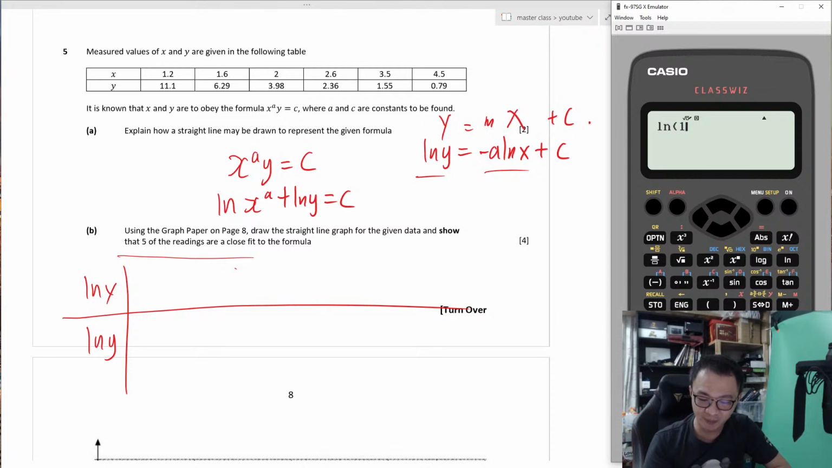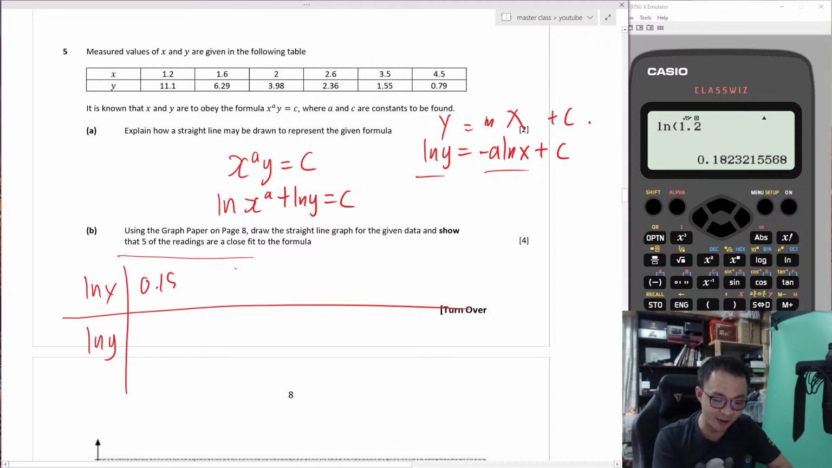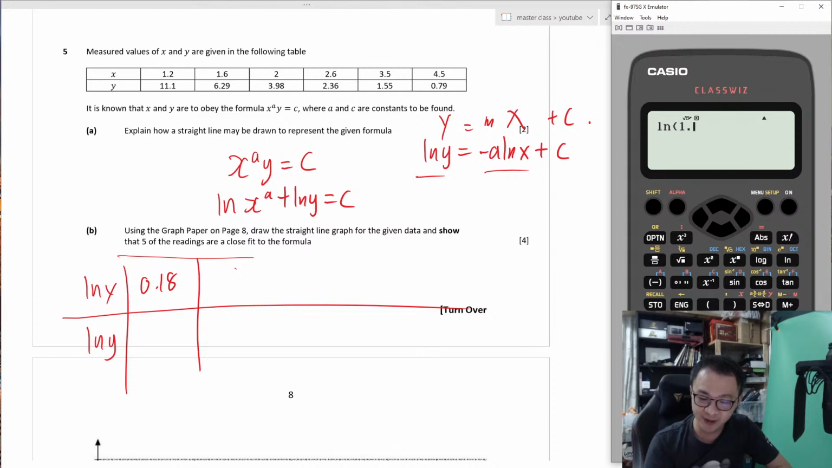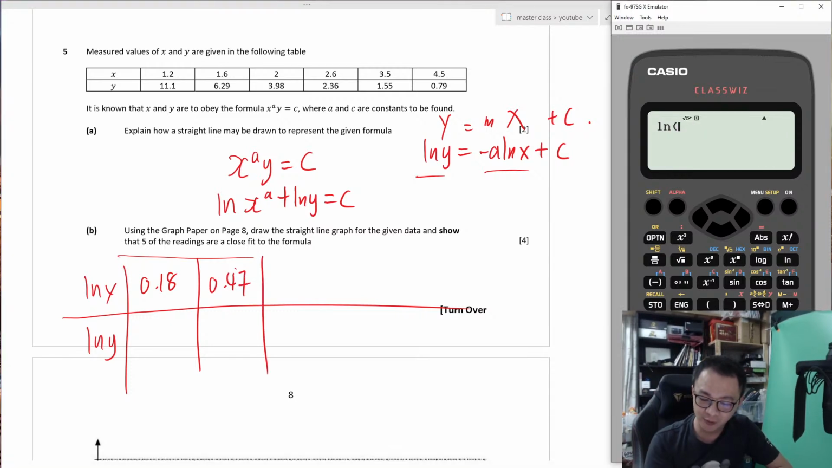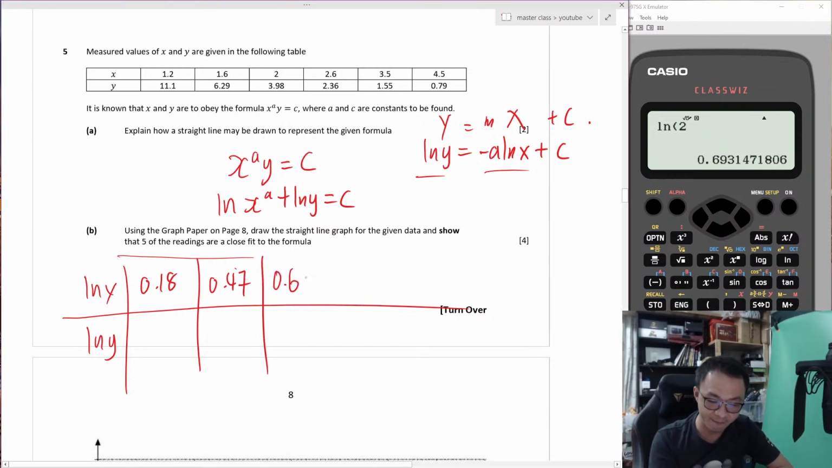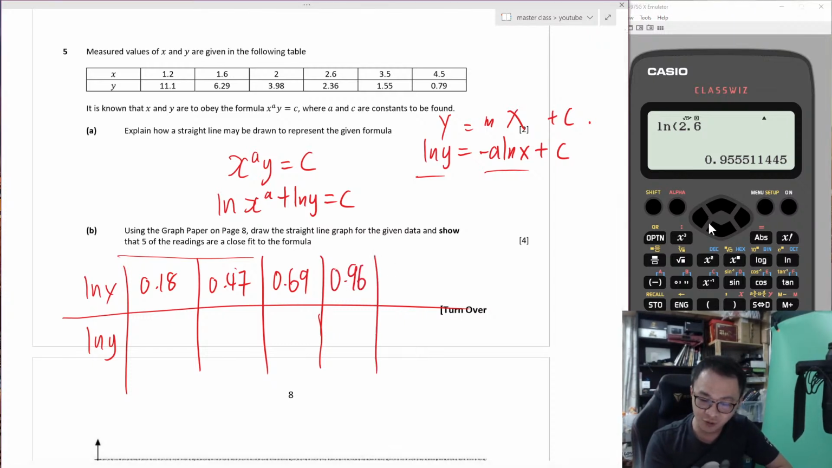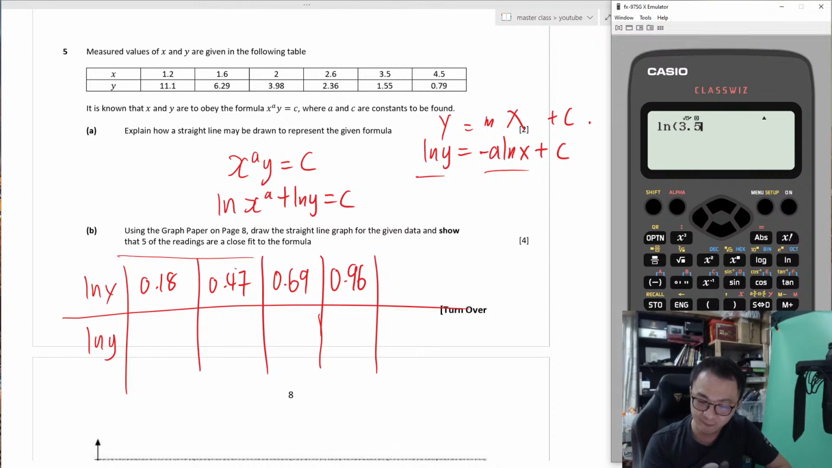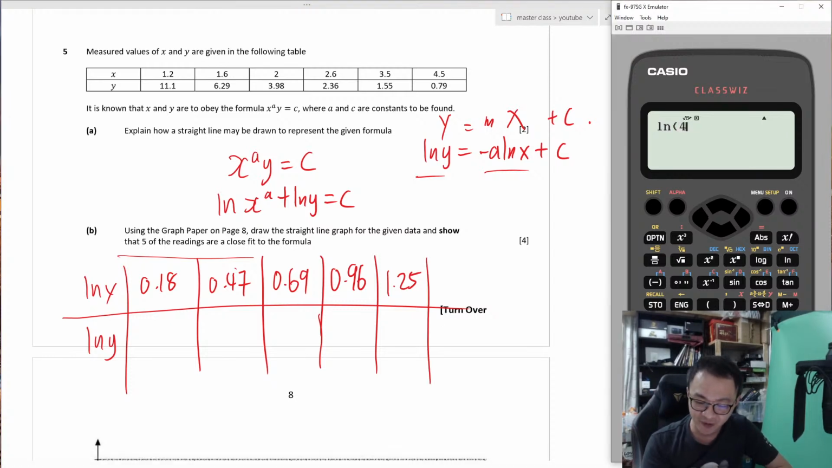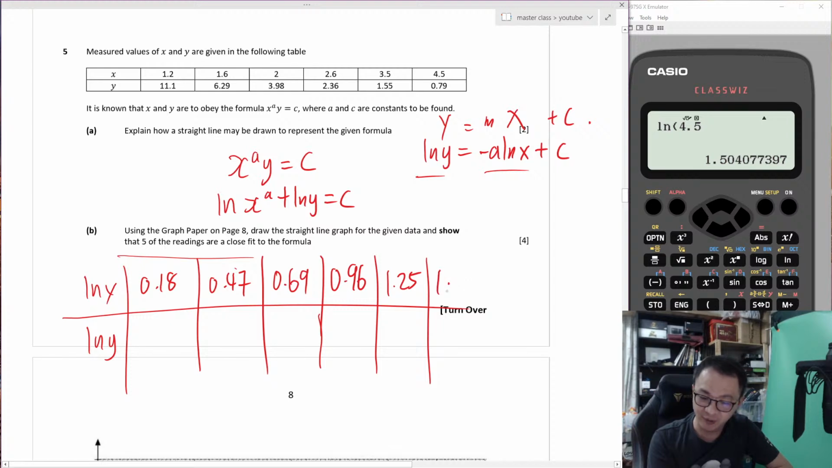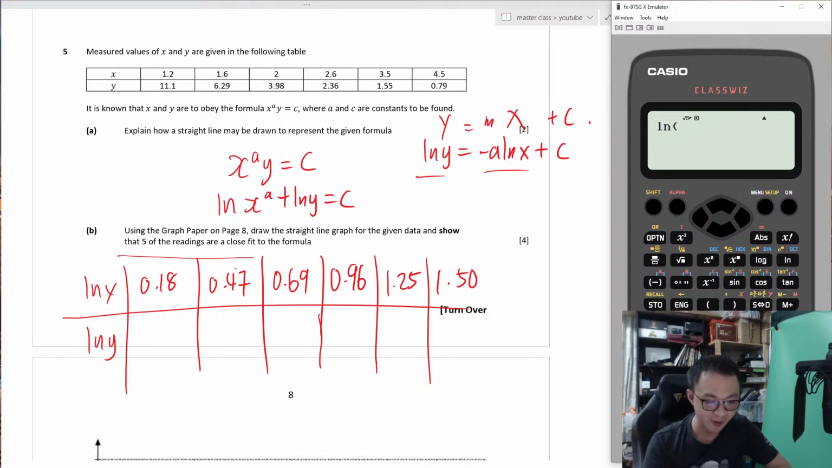Alright, so ln 1.2, 0.18, ln 1.6, 0.47, ln 2, 0.69, ln 2.6, 0.96, ln 3.5, 1.25, then ln 4.5, 1.50. Okay, then ln 11.1, 2.41.